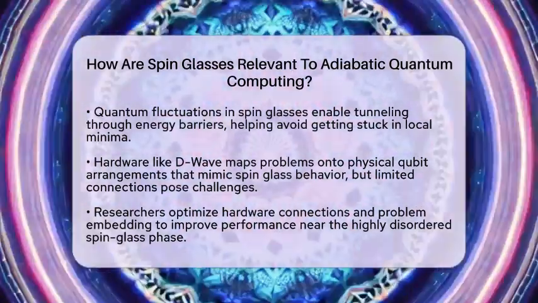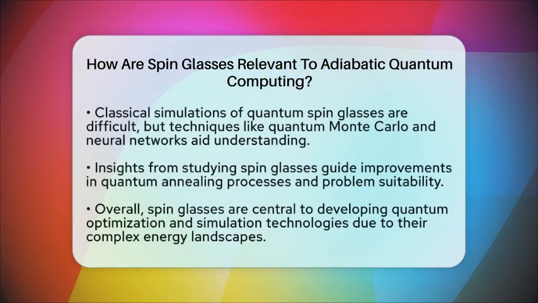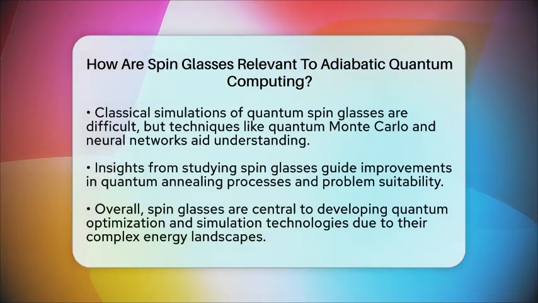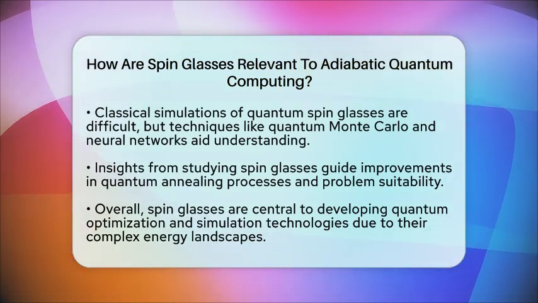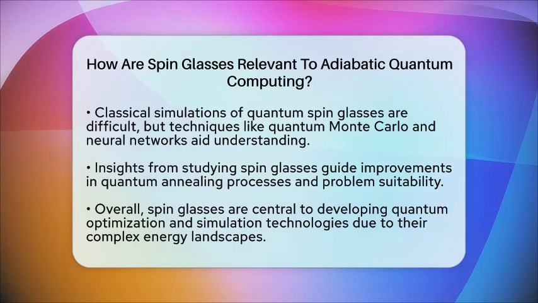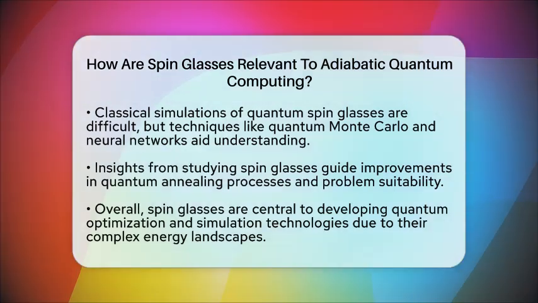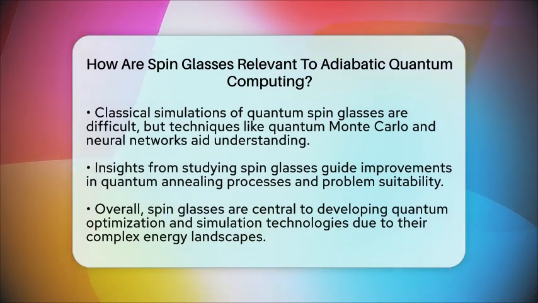Because of their complexity, classical computers struggle to model them accurately. But new methods like quantum Monte Carlo simulations and neural network approaches are helping scientists understand their properties better. This knowledge guides improvements in quantum annealing strategies and helps identify which problems are best suited for quantum solutions.